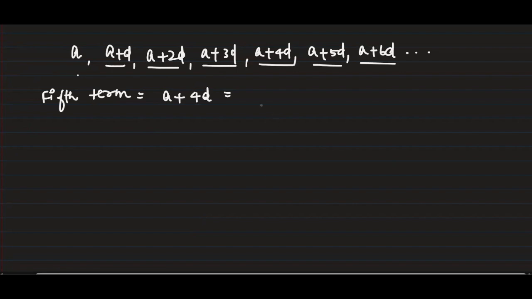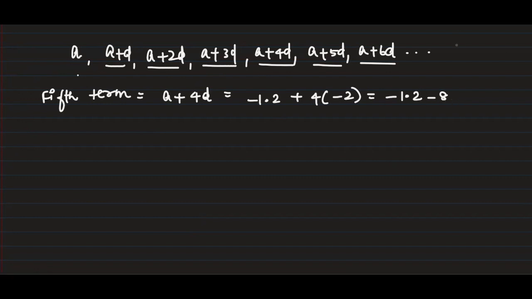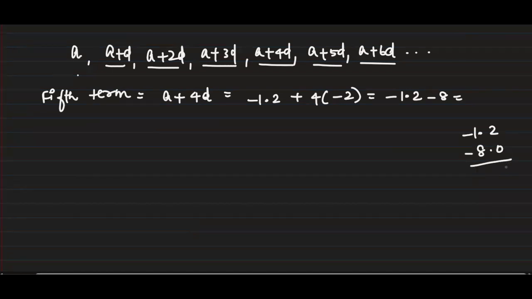Here value of a is minus 1.2. So minus 1.2 plus 4 into d value, which was negative 2, which is equal to minus 1.2. 4 into minus 2 will become minus 8. So minus 1.2 minus 8. Basically, you should now add, but then put the negative sign. So minus 1.2 minus 8.0. So this will become 2. 8 plus 1 will become 9. Okay, but then there is a minus. So this will become minus 9.2. So the fifth term will be minus 9.2.